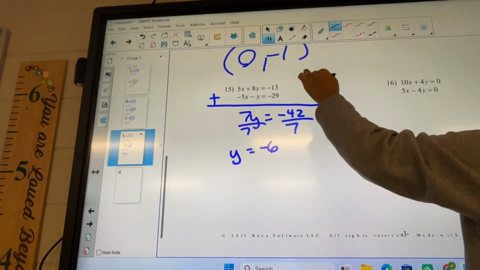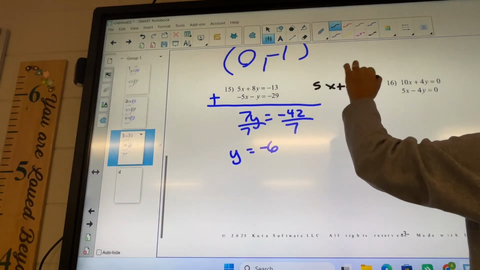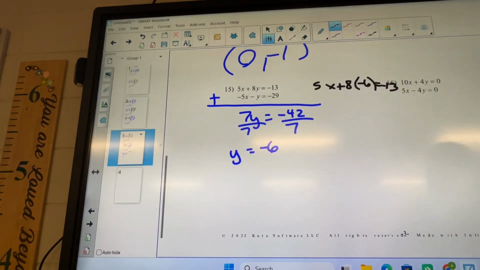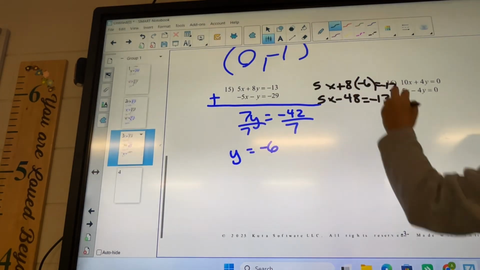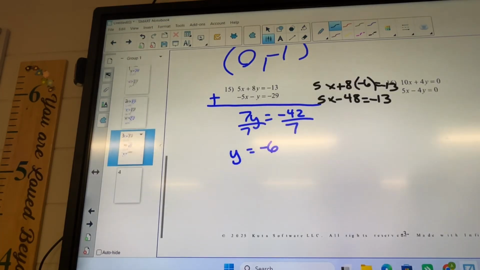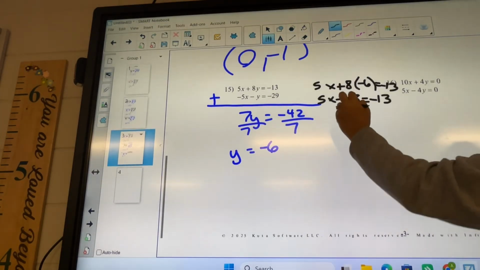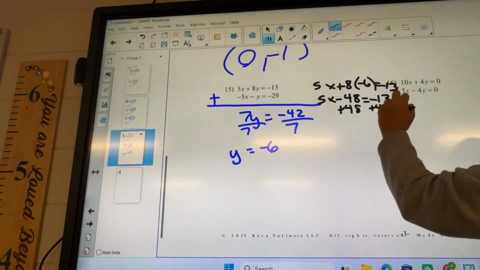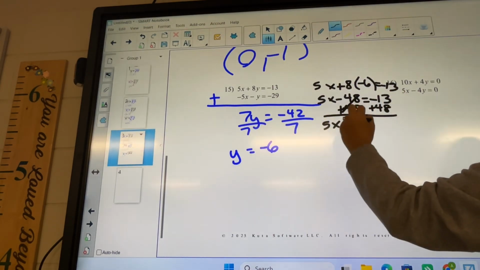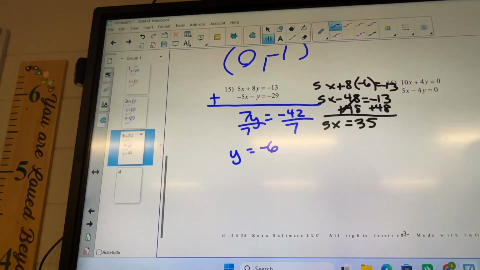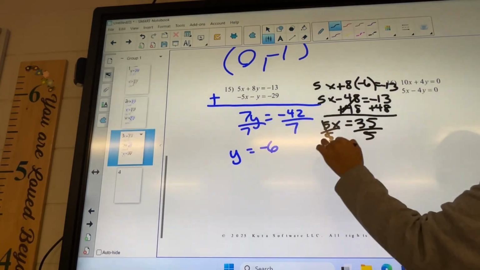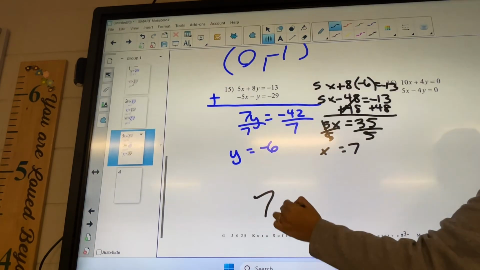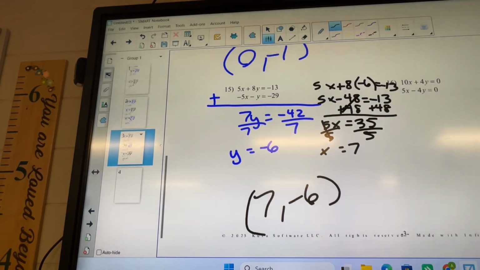For the x part, I'm going to get 5x plus 8, negative 6, negative 13. So I'm going to get 5x minus 48 equals negative 13. Add 48 to both sides. So we get 5x equals 35. And then we're going to divide by 5 on both sides. So we get x equals 7. So it's going to look like 7, comma, negative 6.